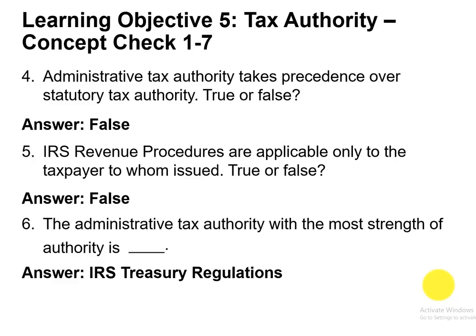And revenue rulings are applicable only to the taxpayers issued. No, that's only private letter rulings, which were technically only applicable to the individual they were given to. Revenue procedures are for everyone. Okay, and regulations are the most authoritative of the tax authorities from the IRS. That's the highest, the best, if you will.